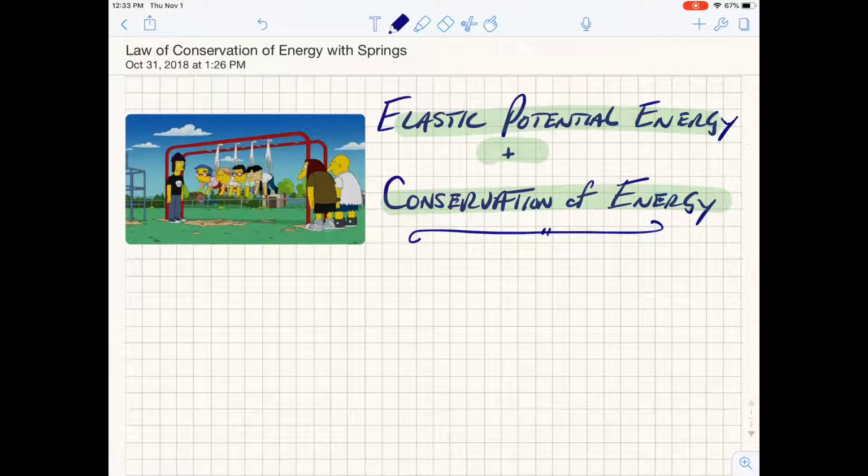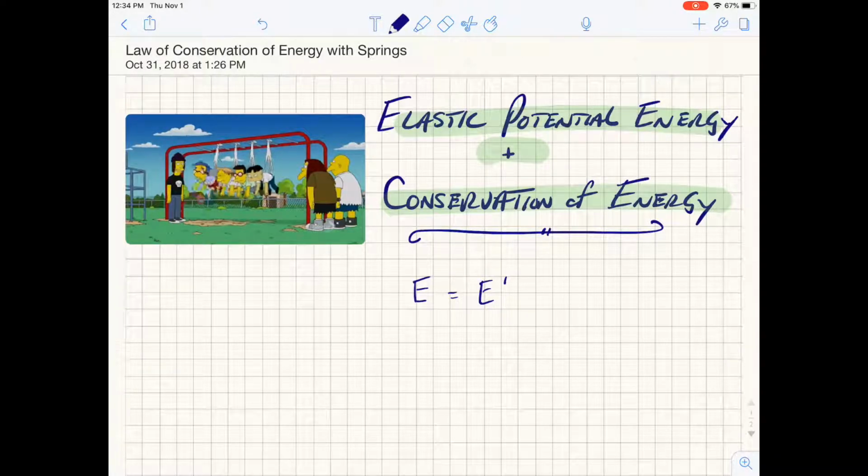Hi, and welcome to your tutorial on using the law of conservation of energy together with a new form of energy to us, elastic potential energy. So thinking back to grade 11 and the law of conservation of energy, recall that we had situations where the energy in a system before a change is equal to the total amount of energy after the change.